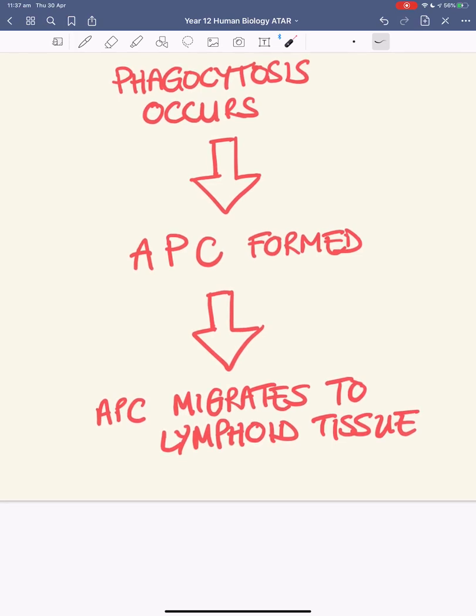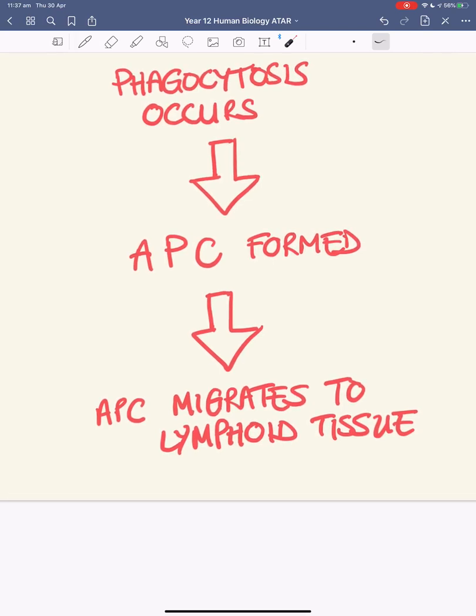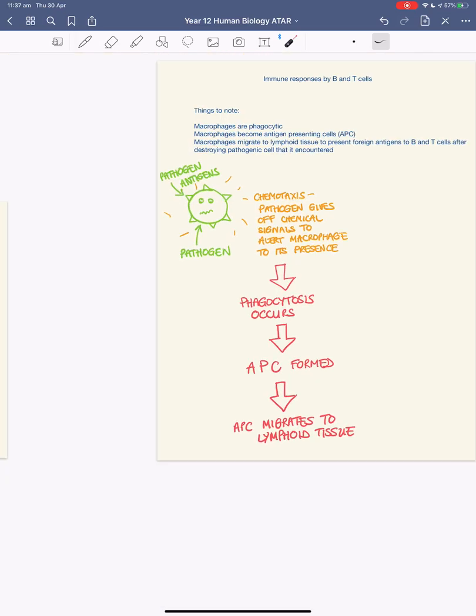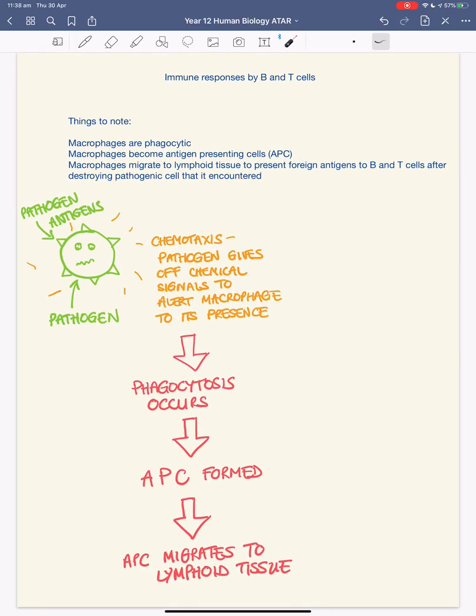The phagocytic cell, which now presents the foreign antigens on its cell surface, thus becoming the antigen-presenting cell, migrates to the lymphoid tissue. It's in the lymphoid tissue where B and T cell activation occur.